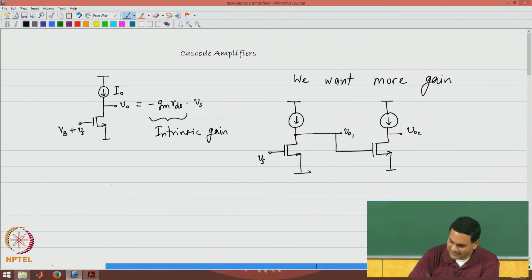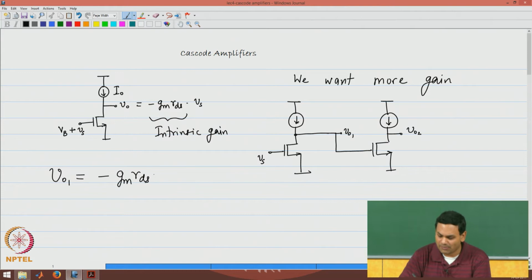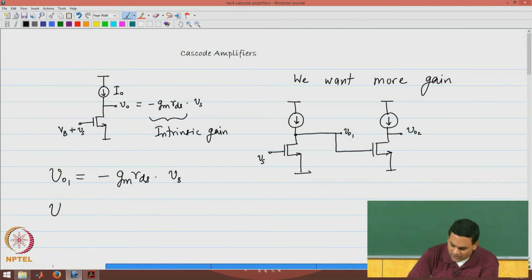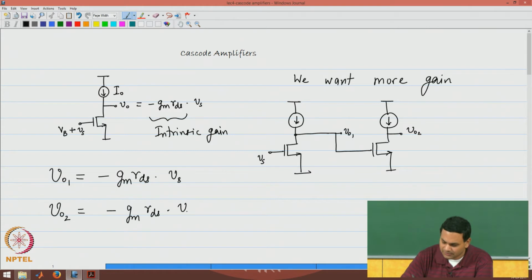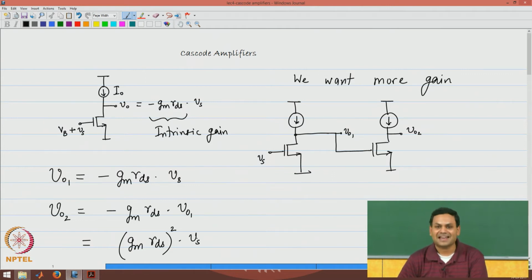We know that VO1 is minus Gm RDS times Vs. This is the gain of the first stage, and VO2 is minus Gm RDS times VO1, or Gm RDS squared times Vs. So, the gain of this cascaded circuit is approximately the square of the intrinsic gain of a single transistor.